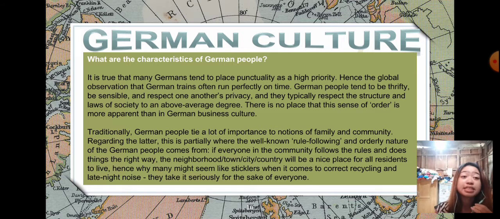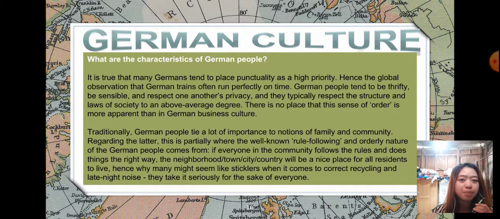So what are the characteristics of the German people? It is true that many Germans tend to place punctuality as a high priority. Hence, the global observation that German trains often run perfectly on time. German people tend to be thrifty, sensible, and respect one another's privacy, and they typically respect the structure and the laws of society to an above average degree. There is no place where this sense of order is more apparent than in German business culture.